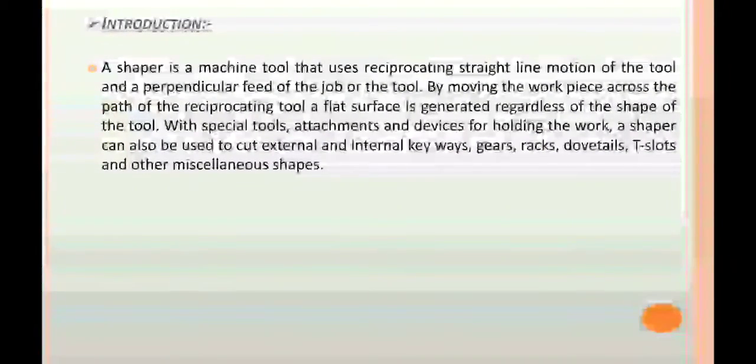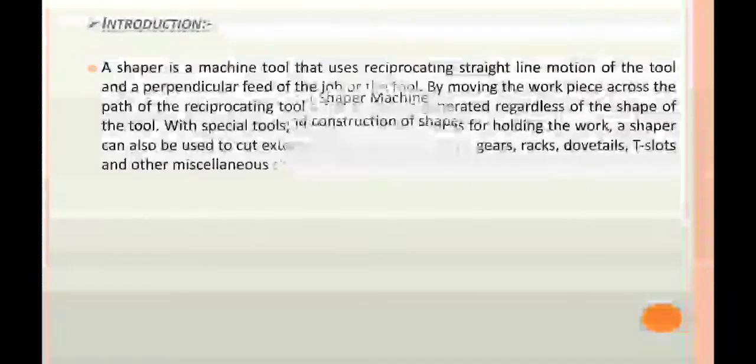Introduction: a shaper is a machining tool that uses reciprocating straight line motion of the tool and a perpendicular feed of the job or the tool. By moving the workpiece across the path of the reciprocating tool, a flat surface is generated, regardless of the shape of a tool, with special tool attachment and devices for holding the work. A shaper can also be used to cut external and internal keyway, gears, racks, dowel, and T-slots, and miscellaneous shapes.